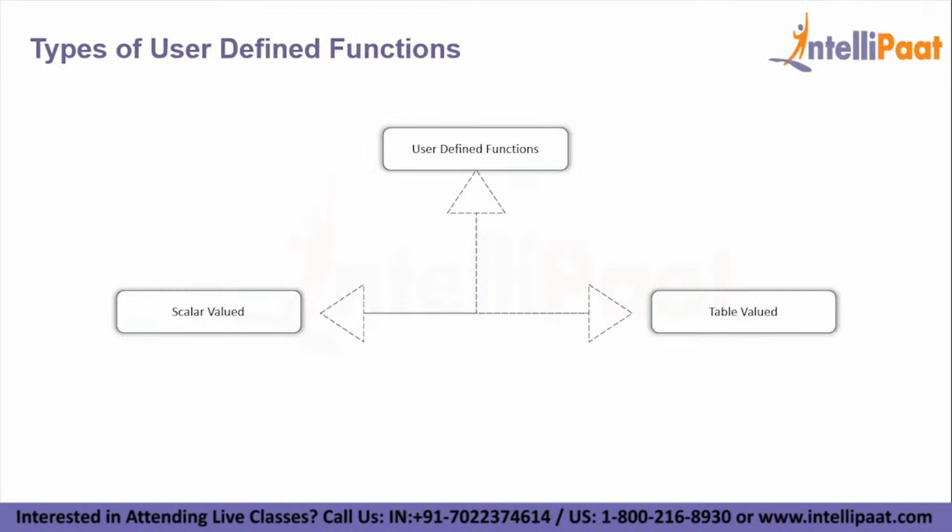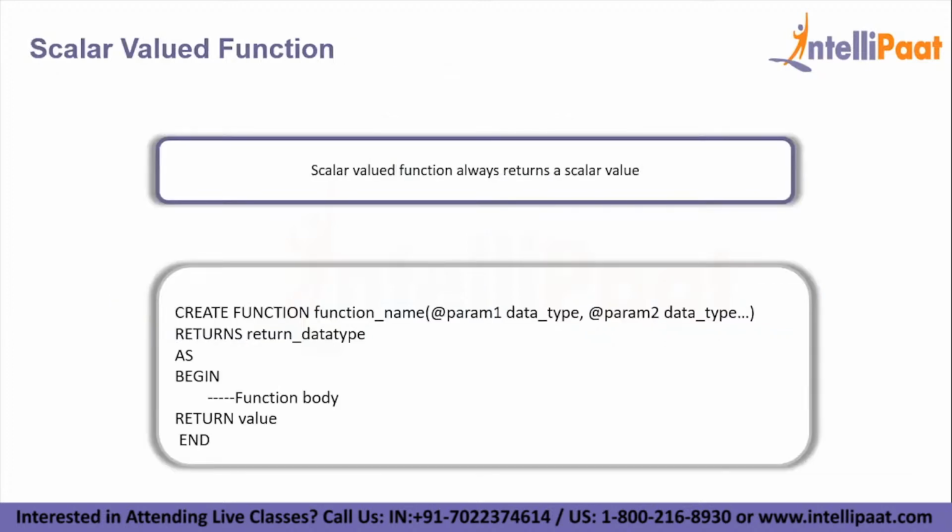So these are the two types of user-defined functions in SQL. We have scalar-valued functions and table-valued functions. We'll start with the scalar-valued functions. So as the name states, a scalar-valued function always returns a scalar value. So a scalar value could be int, varchar, date, and so on. And this is the syntax for a scalar valued function.